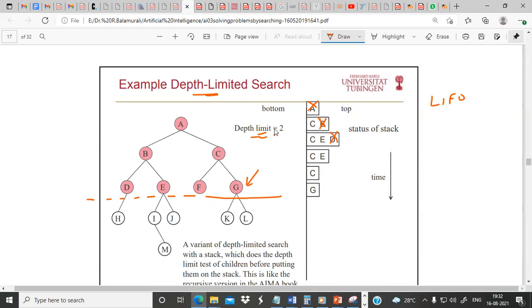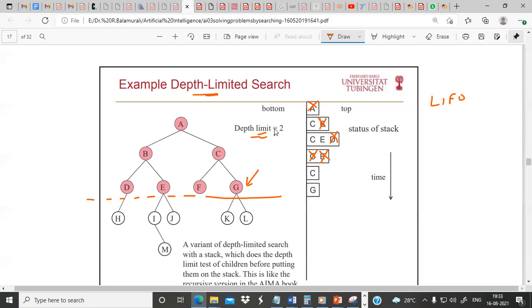Now the algorithm continues. What's the top of the stack? E. So remove E and check whether E is the goal state. No, E is not the goal state. We don't expand E because E is also at level 2. Now what's the top of the stack? C. Remove C, check whether C is the goal state. No, C is not the goal state.